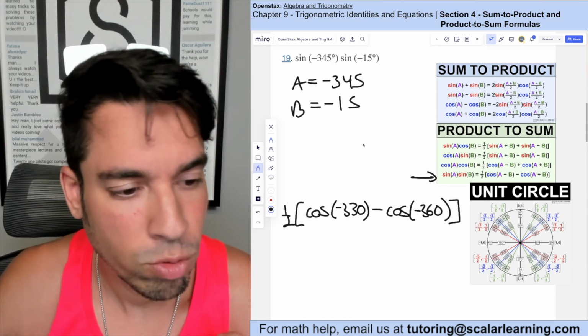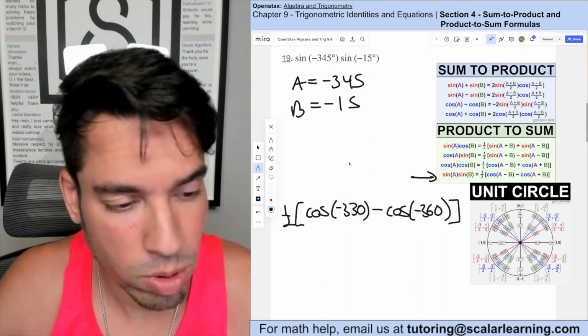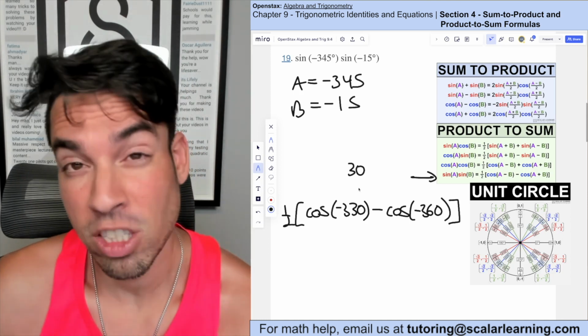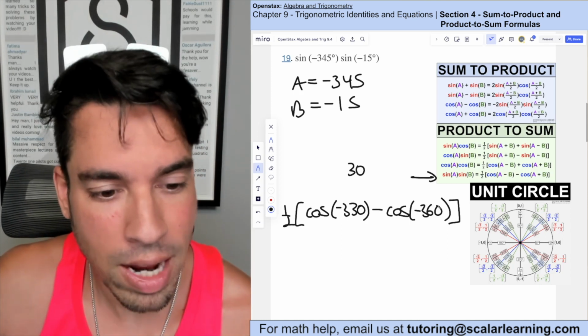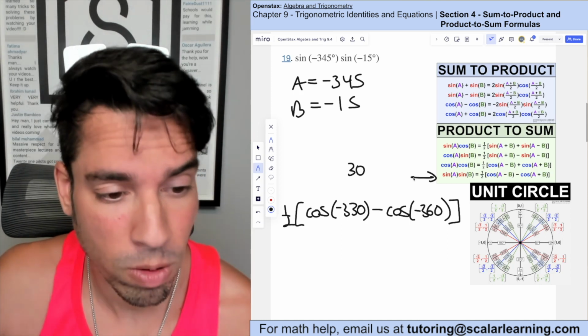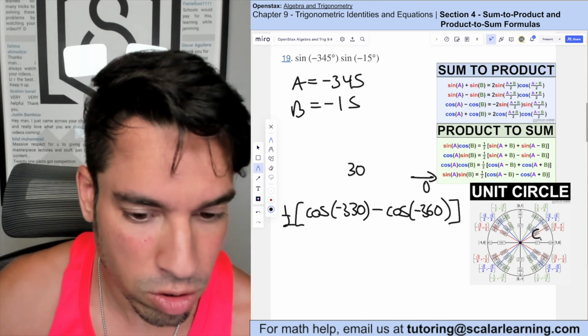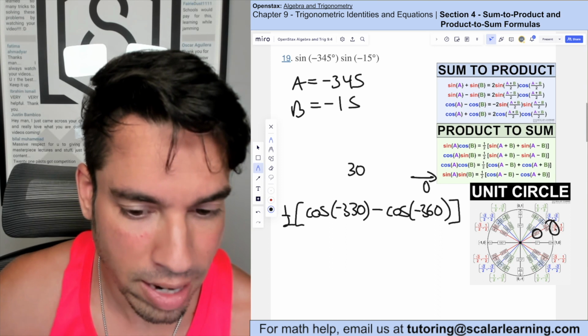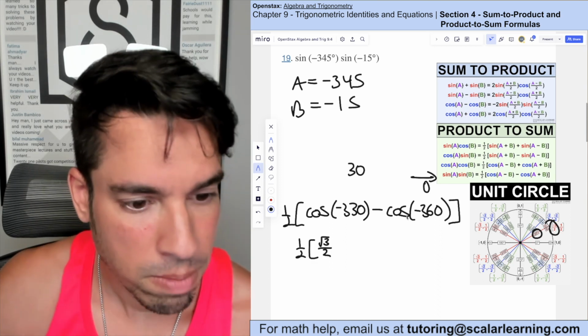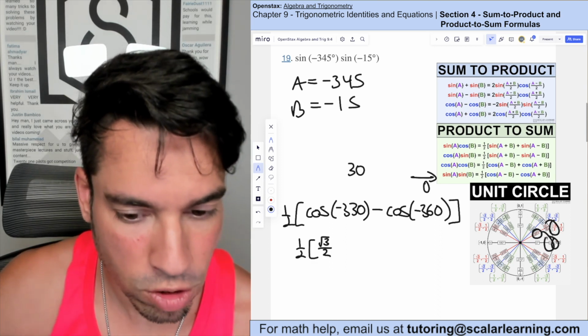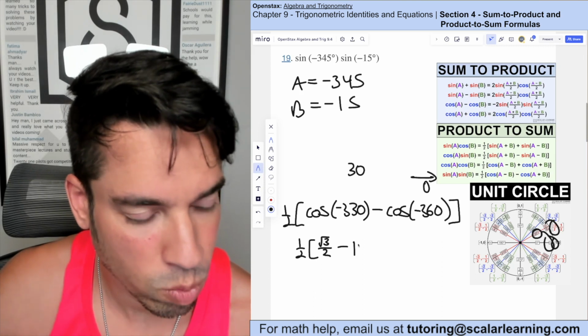By the way, negative 330 is coterminal with 30, if I add 360 to it. So I can just take cosine of 30. Cosine of negative 360 is coterminal with 0, so I can just take cosine of 0. Cosine of 30, here's 30 degrees. Cosine is that x value, which is rad 3 over 2. And then minus cosine of 0. Cosine of 0 is positive 1, so minus 1, like so.